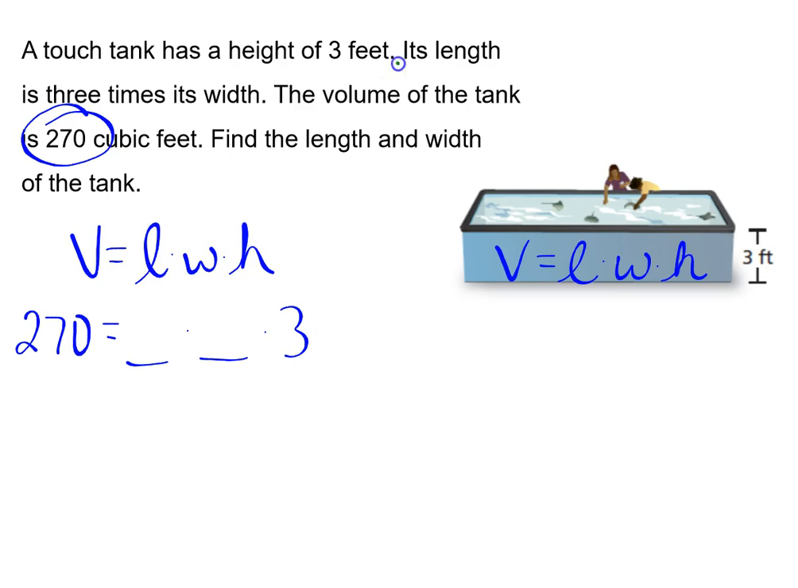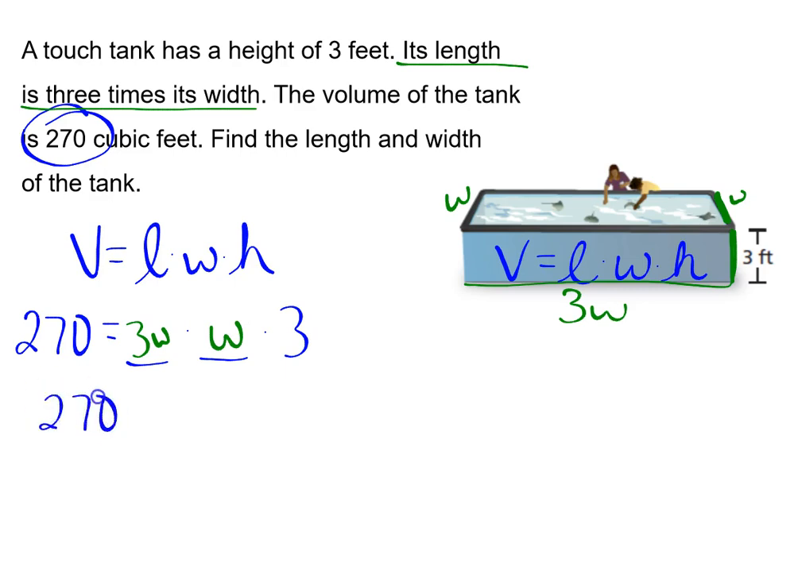When we come into the problem, it says its length is 3 times its width. We don't know either one of those. So we're going to say W for the width, and if the length is 3 times that, the length is 3W. So this is W, this is 3, and this is W. So we're going to plug in a 3W for the length and a W for the width. Now we probably want to simplify the right-hand side. 3W times W is 3W squared, times 3 is 9W squared.